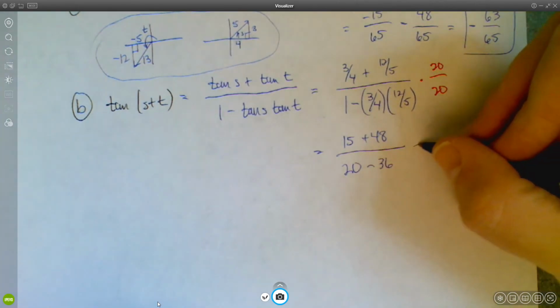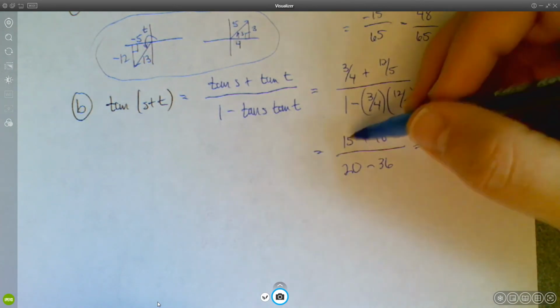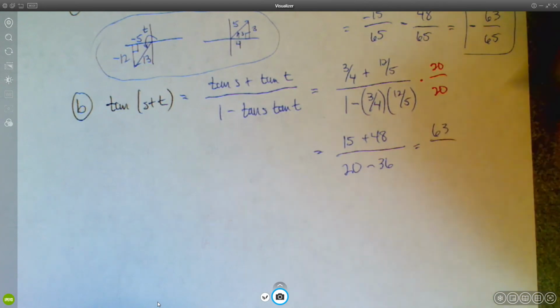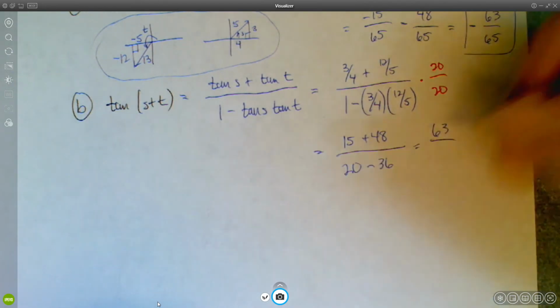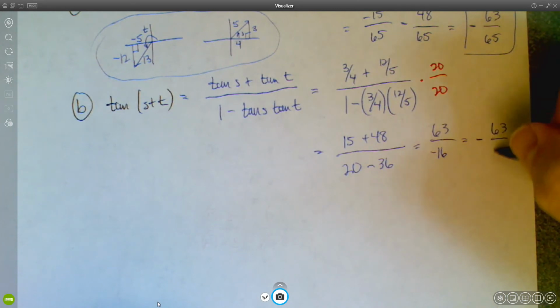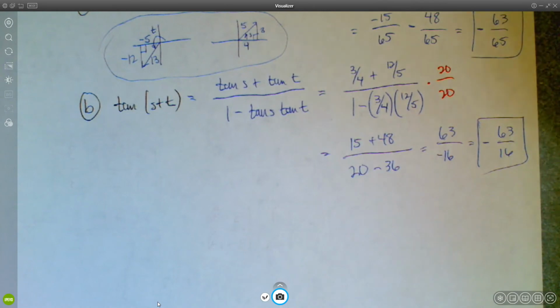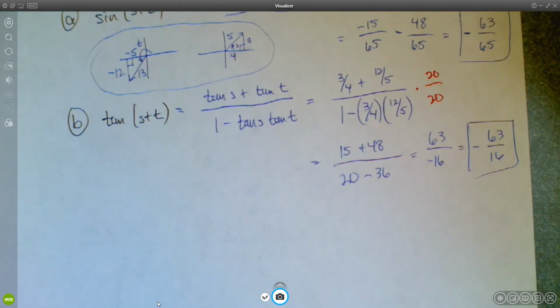Very good. 15 plus 48. Well, 48 plus 5 is 53, so plus 10 is 63. And 20 minus 36 is negative 16. Ooh, so negative 63/16 should be the answer there. That doesn't simplify. That's kind of disappointing, but there you go. Sometimes life is that way, right?